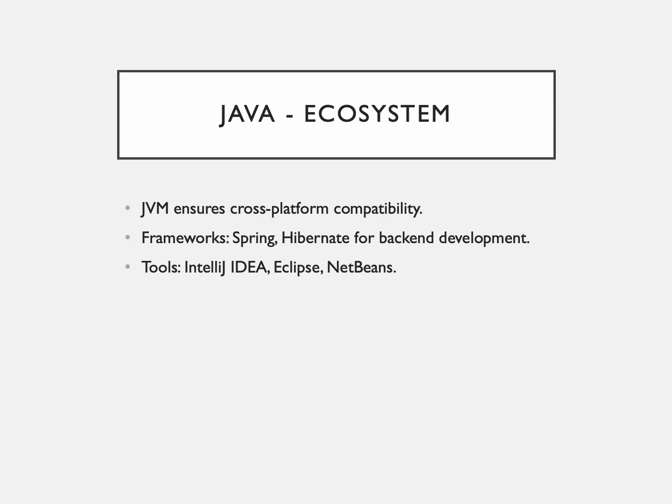Next is Hibernate. Hibernate is an object relational mapping framework that simplifies database interactions by converting Java objects into database tables and vice versa. This eliminates the need to write complex SQL queries manually, speeding up development and reducing errors. It's widely used in applications that require robust data handling.